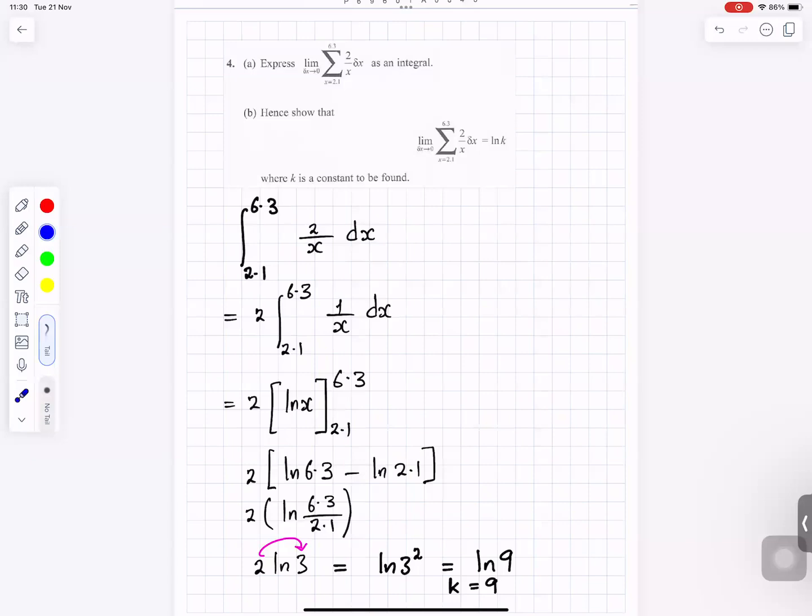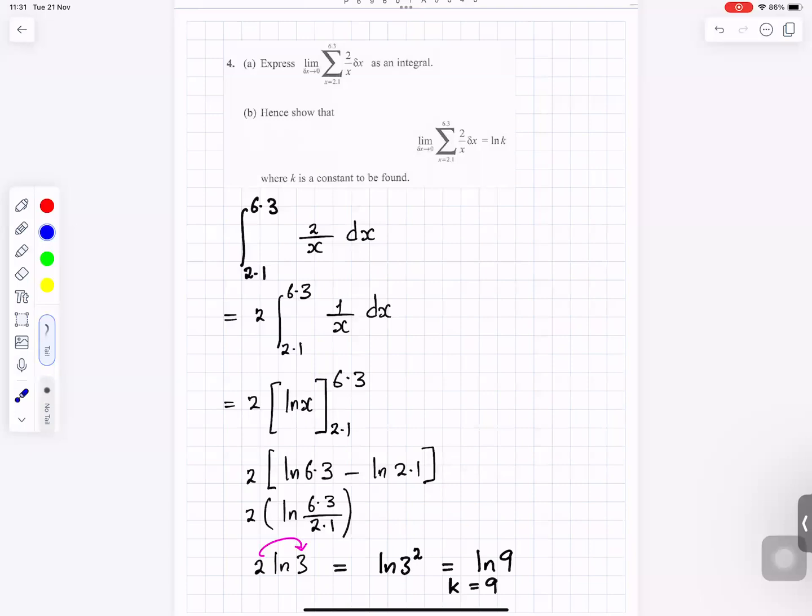The question number 4. Express the limit as delta x, delta, that's what that symbol is, delta x. It starts from 2.1, goes up to 6.3 as an integral. So that means you write it with an integral sign from 2.1 to 6.3. So what you're doing, you're finding the area from 2.1 to 6.3. So when you want to integrate the 2, this is like 2 times 1 over x. So the 2 can come out of the integral sign, and then you have to integrate 1 over x.